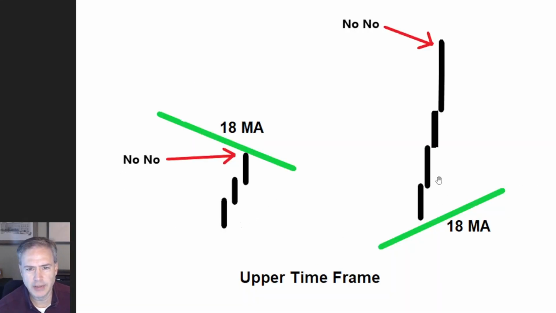What I want to show here is the 18 MA. So this is the upper time frame, so keep this in mind. If I'm on a weekly chart and I've got a pullback trade, let's say I'm looking to play a pullback trade for a move to the upside. I want to have some idea of what's going on in the next time frame up, which would be the monthly. I want to make sure that I'm avoiding these two things on the monthly chart, and I'm going to show you examples of this.